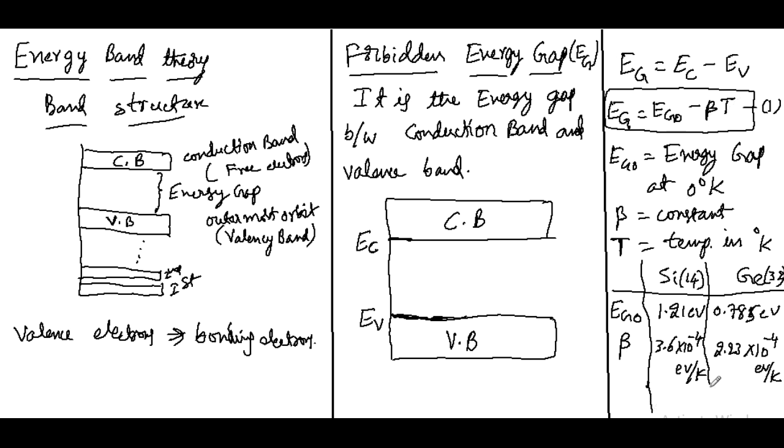Now I want to write the energy gap of silicon and germanium at room temperature. Room temperature means 300 degrees kelvin. At 300 kelvin, the silicon energy gap becomes 1.1 electron volts and germanium becomes 0.72 electron volts. So if the temperature increases, the energy gap decreases. According to the forbidden energy gap, materials are classified into three types: conductor, semiconductor, and insulator.